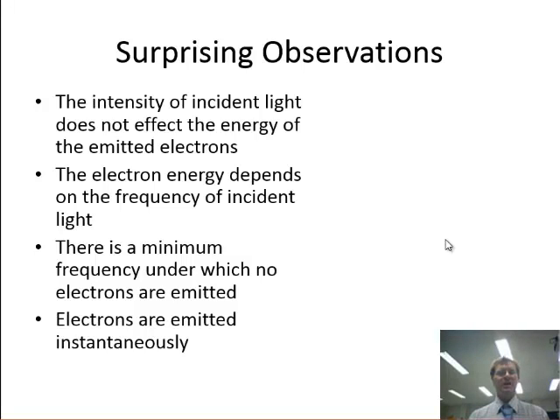If we had a concept where giving more light meant the energy would build up until eventually they were emitted, that would cause a time delay. But that doesn't happen. It means that when an electron is emitted, as soon as the light hits it, it gets emitted. So there must be a relationship there of some sort.